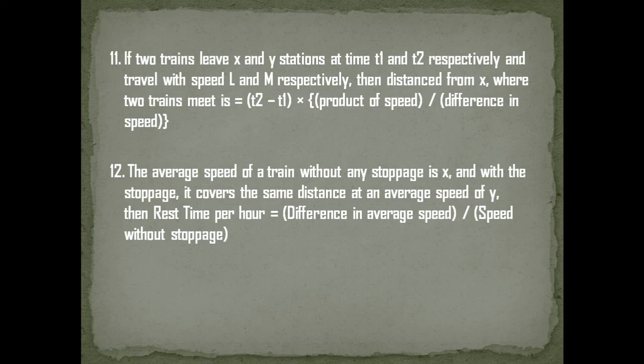Same case here in the 12th formula, but with a small change. Let me have that statement here. The average speed of a train without any stoppage is X. The train is moving at an average speed without any stoppage, and it is X. And with the stoppage it covers the same distance at an average speed of Y. Then rest time per hour can be given as the difference in average speeds divided by the speed without stoppage.